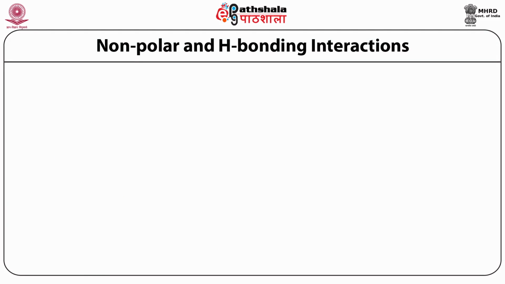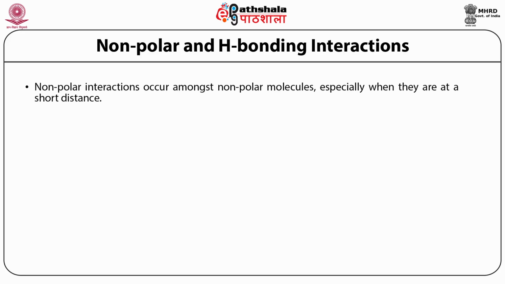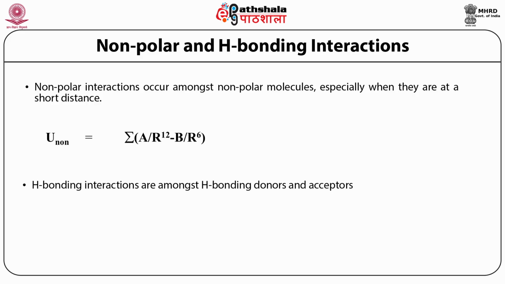Nonpolar and H bonding interaction. Nonpolar interactions occur amongst nonpolar molecules, especially when these are at a short distance. For example, U non is equal to A by R12 minus B by R6, again we drop the suffixes ij, where A by R12 is a repulsive term and minus B upon R6 is an attractive term. H bonding interactions are amongst the bonding donors and acceptors.